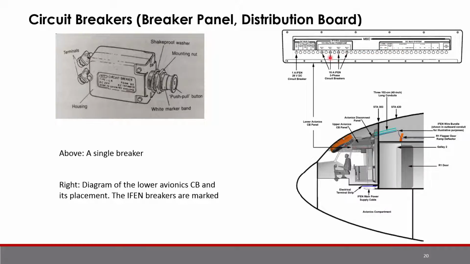Now we have this lower avionics panel taking power. We have AC power from here and DC power from here. We see that the in-flight entertainment system, which we'll talk about a little bit later, has 4 breakers devoted to 15 amp AC power and 1 amp DC power. And here's the diagram of the in-flight entertainment network. We have the main power supply cable down here. Here's where the avionics board is, and here's where the wires run above this cockpit drop ceiling area.